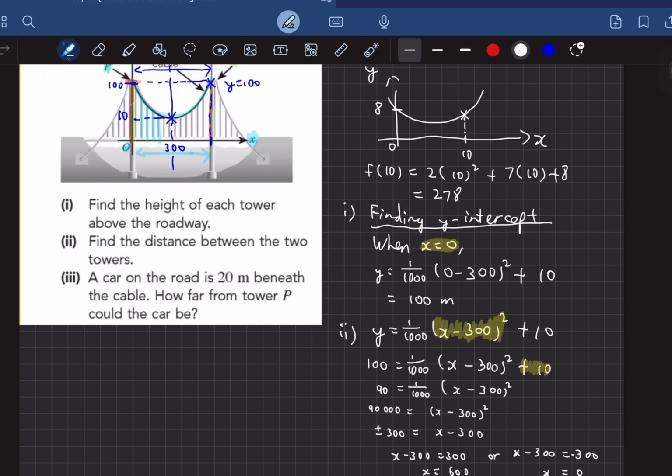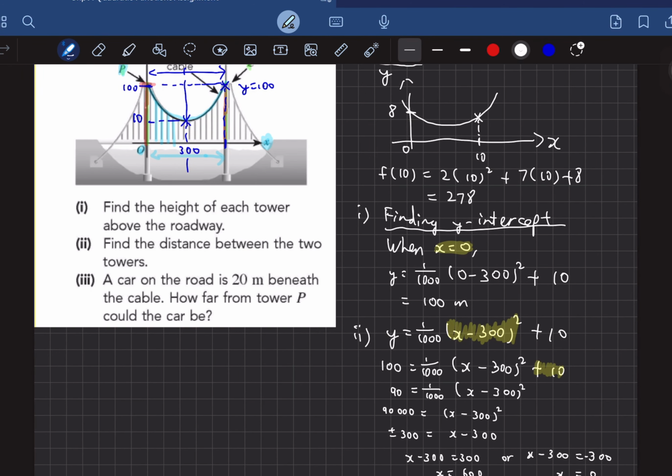The height of the tower can be 100 at 2 points. Here is 100 when x equals 0. Here also 100 when x equals 600. Since the question wants us to find the distance between the two towers, the distance apart will be 600. Okay, 600. Got it?